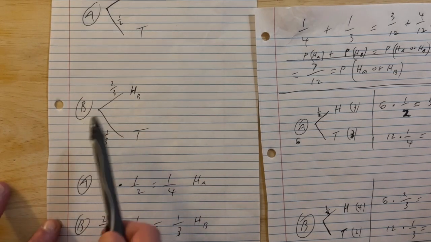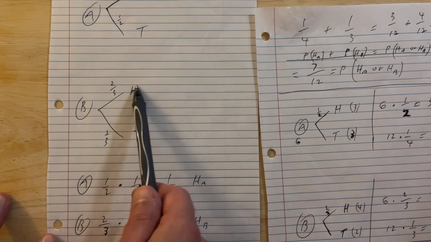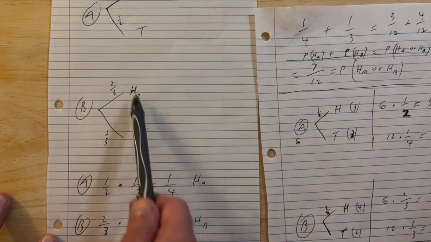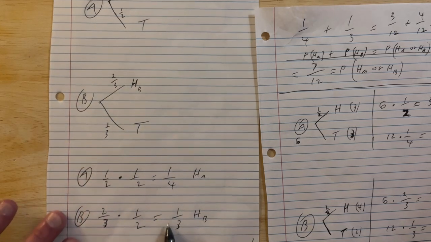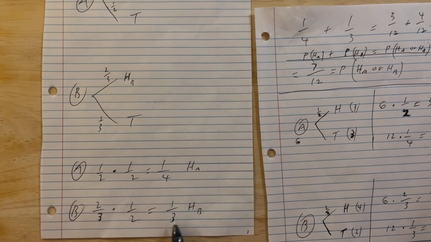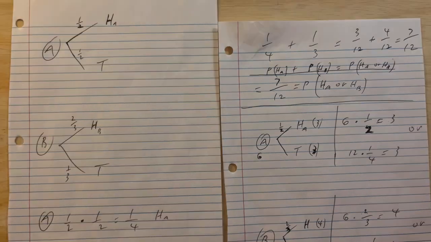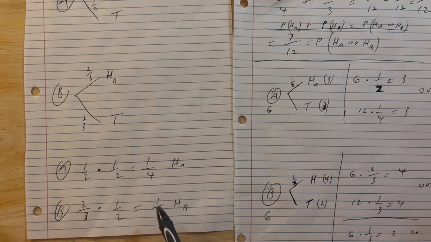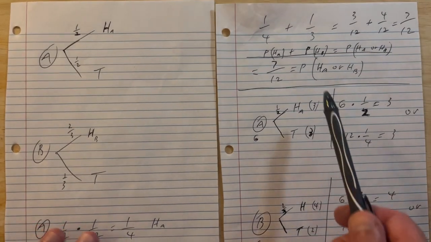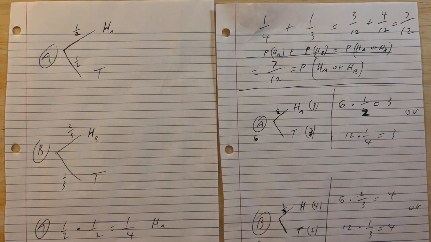Then same thing with coin B right here. Head B is 2/3 of the total right here. So head B is 2/3 of 1/2. 2/3 of 1/2 equals 1/3. That means 1/3 of the time we're going to get head B. Now what we can do is we add our probabilities of 1/4 plus 1/3, and that will equal 7/12.